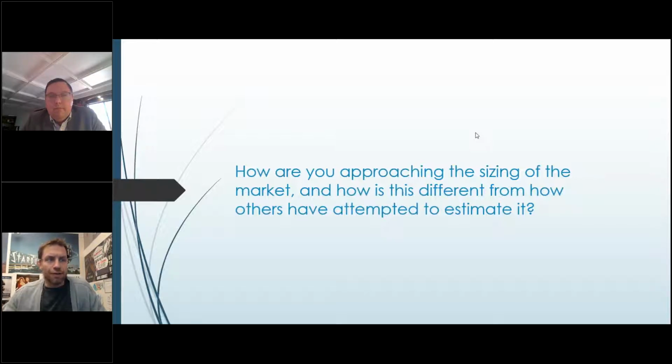Nice. Can you talk a little bit about how you're approaching the sizing of the market and how your methodologies are different from the way other people have tried to estimate the size of the market? Because that's definitely a question I get asked an awful lot.